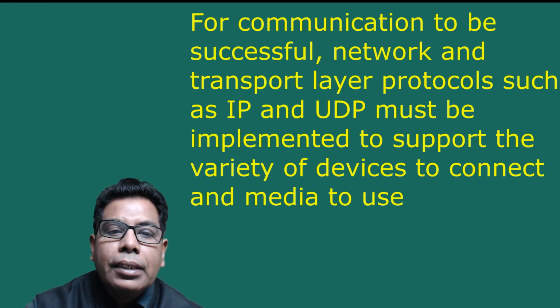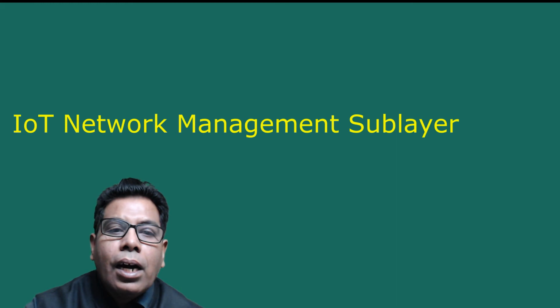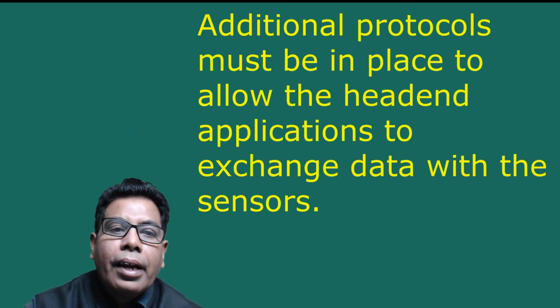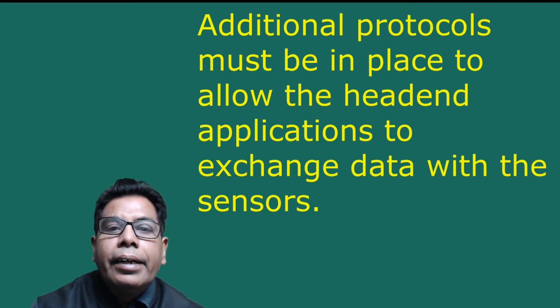Now, for communication to be successful, network and transport layer protocols such as IP and UDP must be implemented to support the variety of devices to connect and media to use. Then let us go to the IoT network management layer. Additional protocols must be in place to allow the head-end applications to exchange data with sensors.